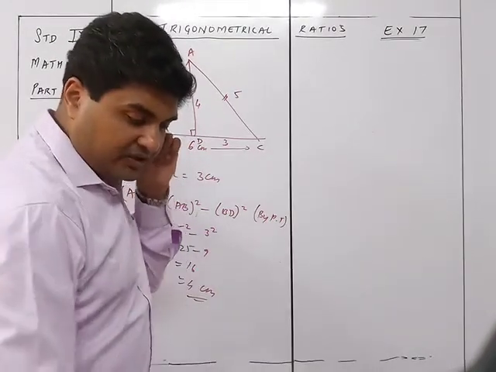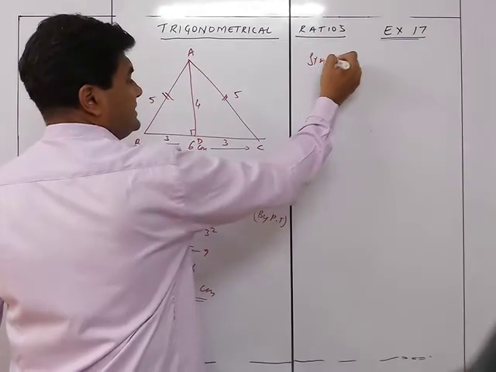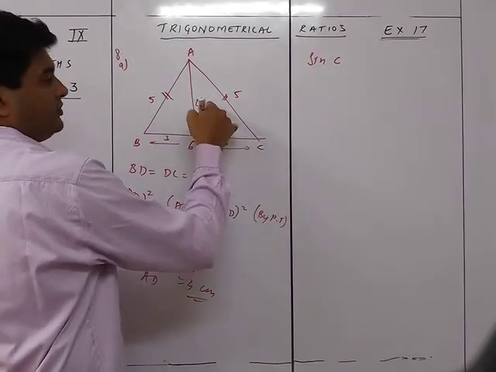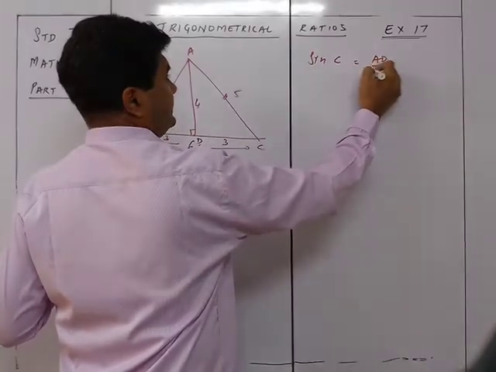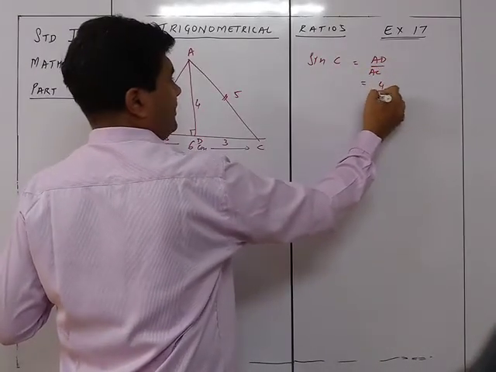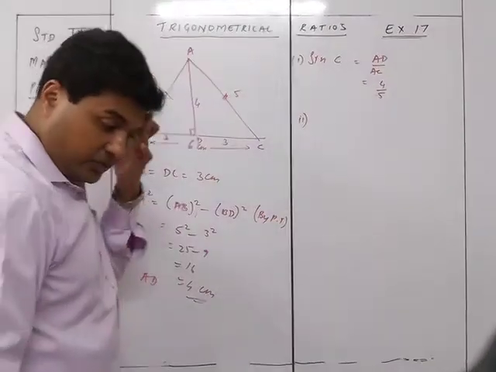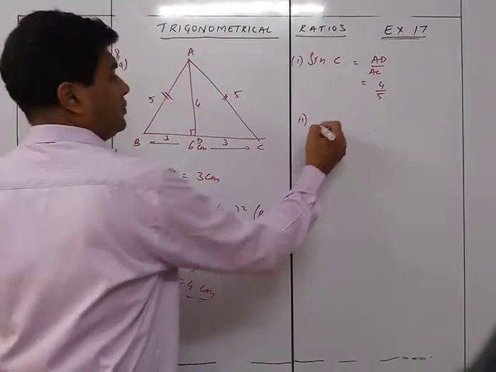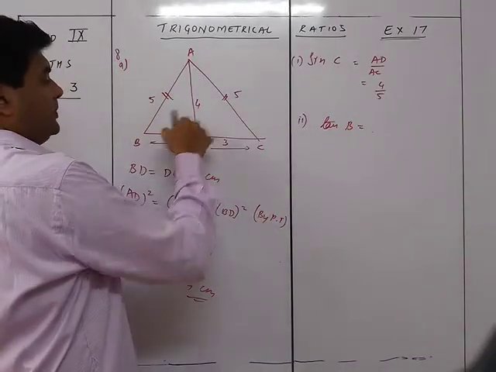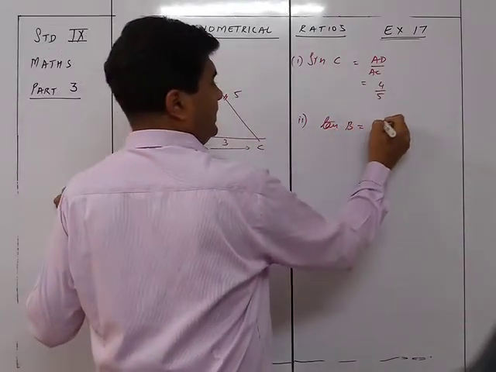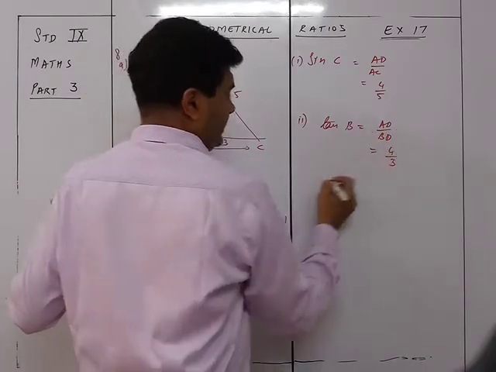Now I need to find out certain ratios. So the ratios, first one is sin C. Sin C is opposite upon hypotenuse, that is nothing but AD upon AC is equal to 4 upon 5. The second one is you need to find out tan B. So tan B is opposite upon adjacent side, so AD upon BD is equal to 4 upon 3.